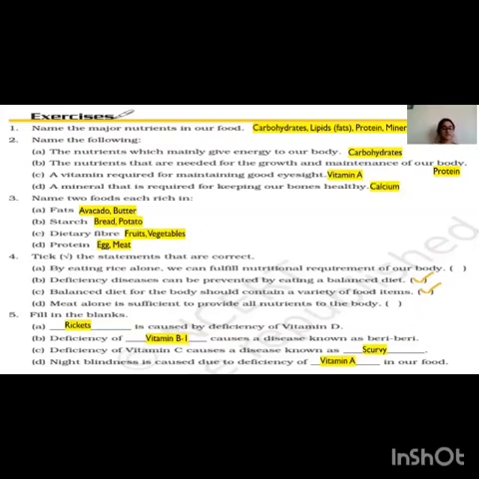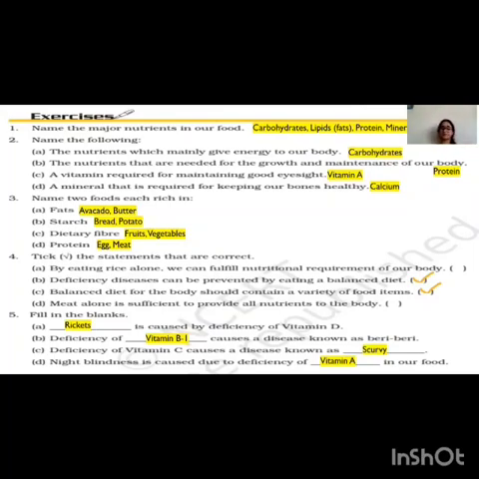Next is, deficiency of vitamin B1 causes a disease known as beriberi. Now, beriberi is a very fatal disease, and it's caused by a deficiency of vitamin B1. So you need to make sure you have enough vitamin B1 so that you can prevent a disease known as beriberi, which is very fatal, and it's a very unfortunate disease.